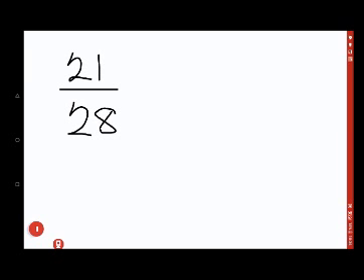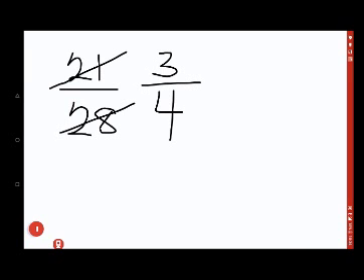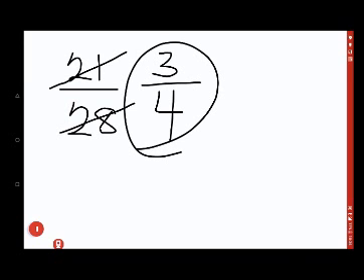Now, in this example, you have 21 over 28. Now, you first look for a common number that can divide 21 and the same number that can divide 28. 7 is common. 7 goes into 21 three times. 7 goes into 28 four times. So the outcome is 3 over 4.